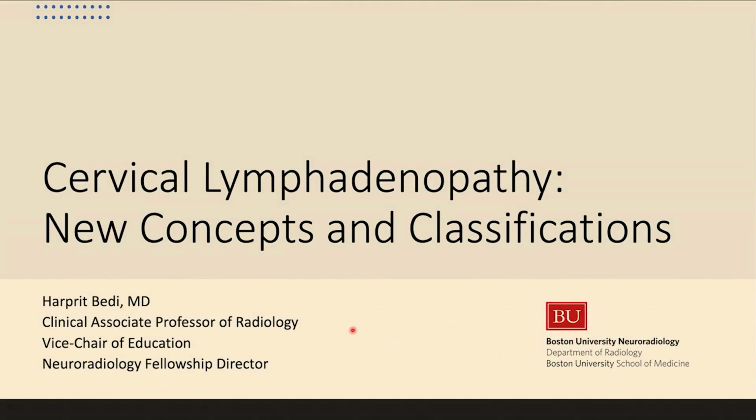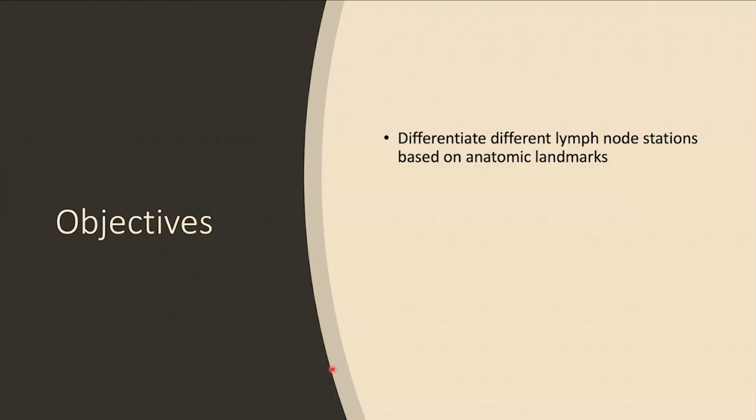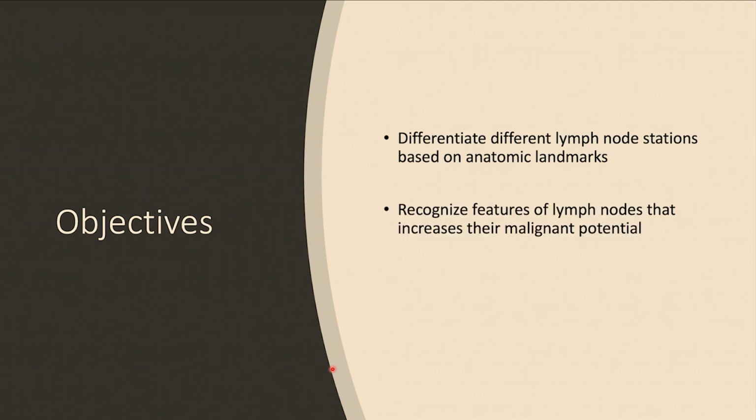Great. Lymph nodes. So show of hands, who is reading neck CTs for head and neck cancer? Okay, pay attention. Here we go. We're going to differentiate lymph node stations, anatomic landmarks, and recognize features of lymph nodes that increase their malignant potential.